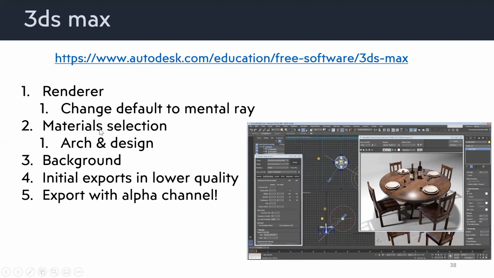Again, for the renderer, select mental ray. For the material, select Arch and Design. Change the background. You could export your initial images in lower quality until you are satisfied, and then make the final good images with a higher number of pixels. And always export with the alpha channel so you can combine it with Inkscape later.